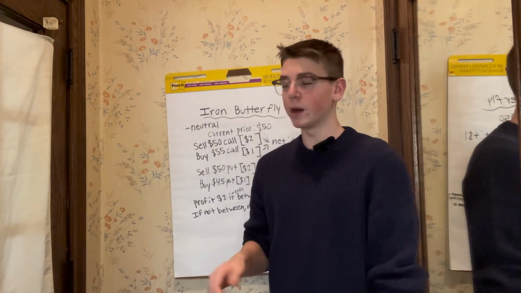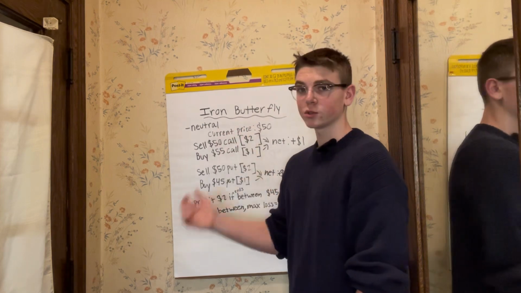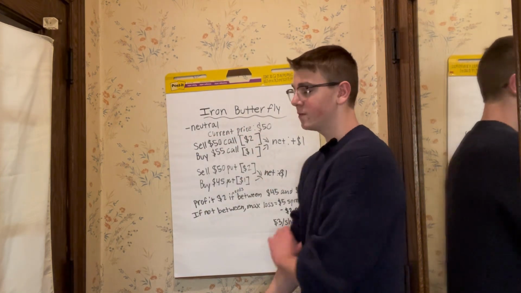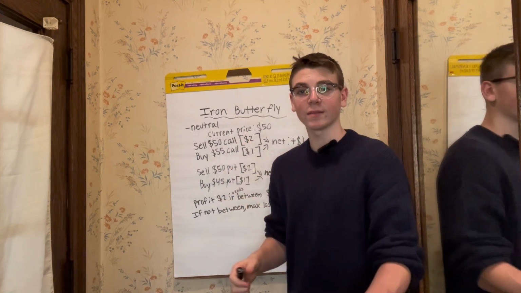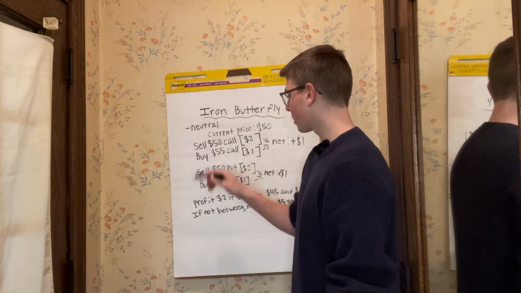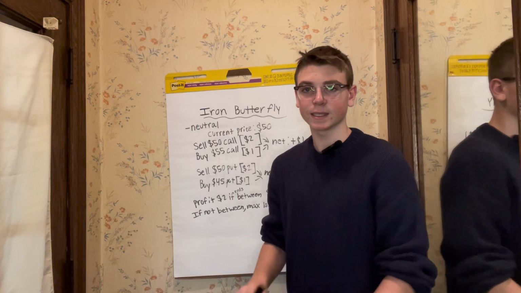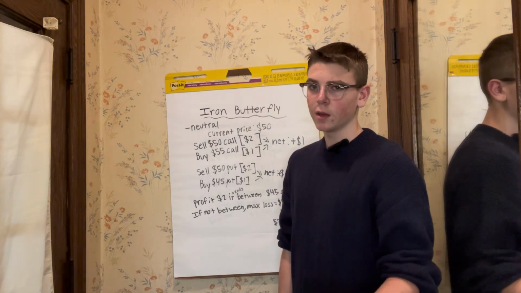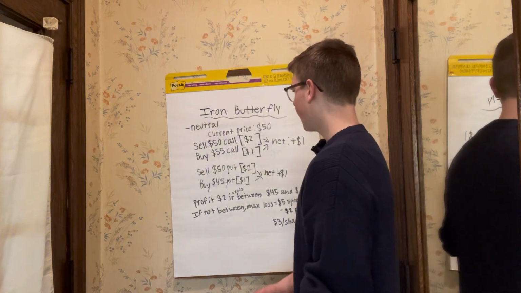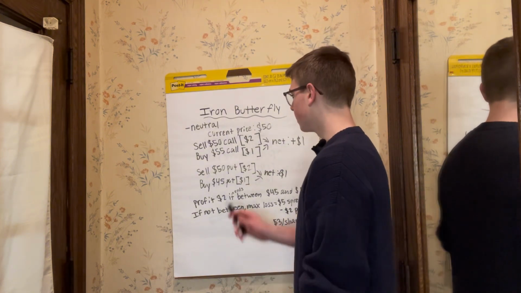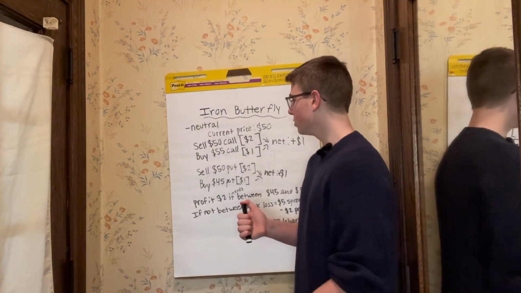So our iron butterfly is our neutral strategy where the current price is $50 again, and we're going to sell a call and a put at the strike price. So we're going to sell a $50 call and sell a $50 put. Again, everything's simplified, so it works out really well, but in reality, it wouldn't work out as well as whole numbers. So for the $50 call, we're going to say you get $2 for that.